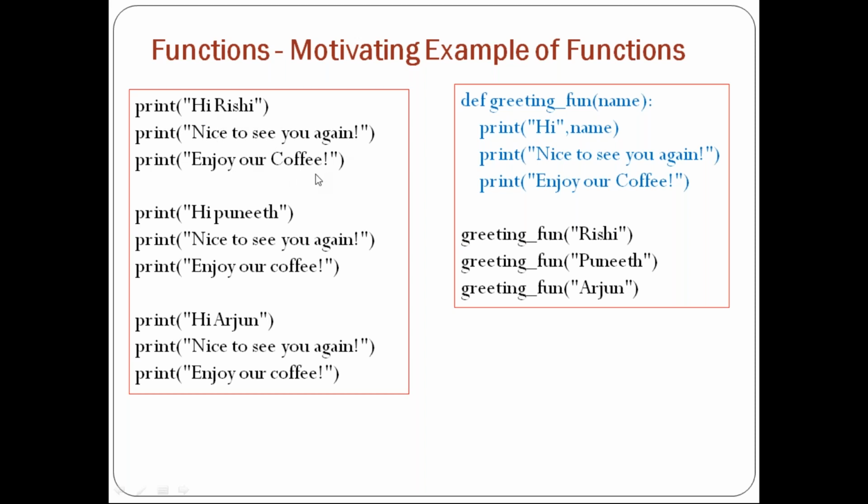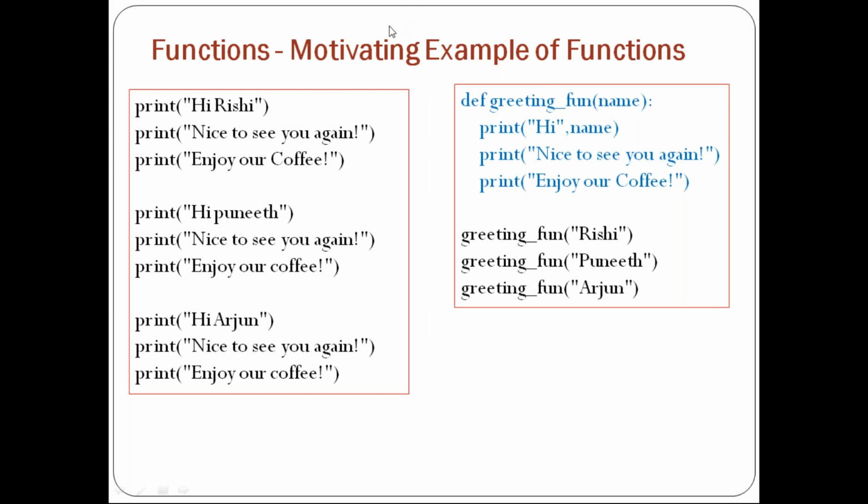Right now in our example we have three friends, so I have written three lines of code for each friend, totally nine lines of code. Let us say if you have 100 friends, then I need to write 100 into 3, 300 lines of code for greeting the friends.